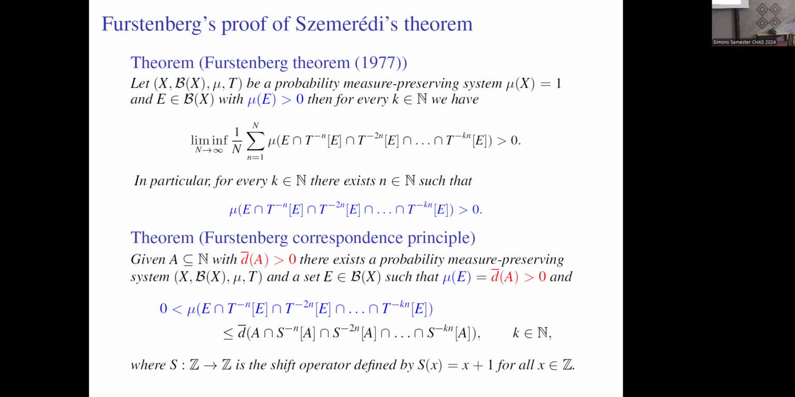And Furstenberg, to deduce this, established the positivity of this liminf. So therefore, this is in some sense the weakest possible asymptotic behavior of this.